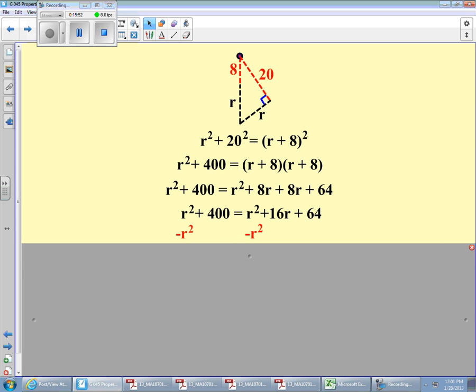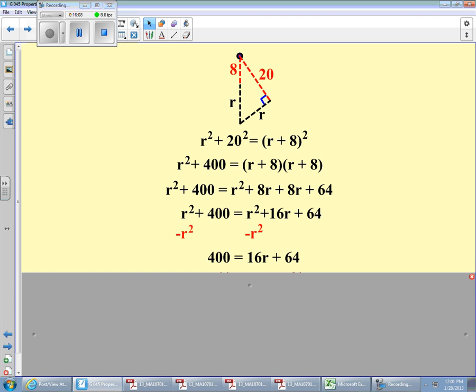You can't add them because they're already being added. If you add r squared, you're going to end up with 2 r squareds rather than none. But look what just happened. R squared take away r squared. That's going to cancel. Poof, gone. And that's what happens in the Pythagorean theorem when you have the same variable on each side of the equal sign. This is always going to happen. You're going to end up with that variable squared temporarily, but then when you go to work it out, it's probably going to eliminate itself.